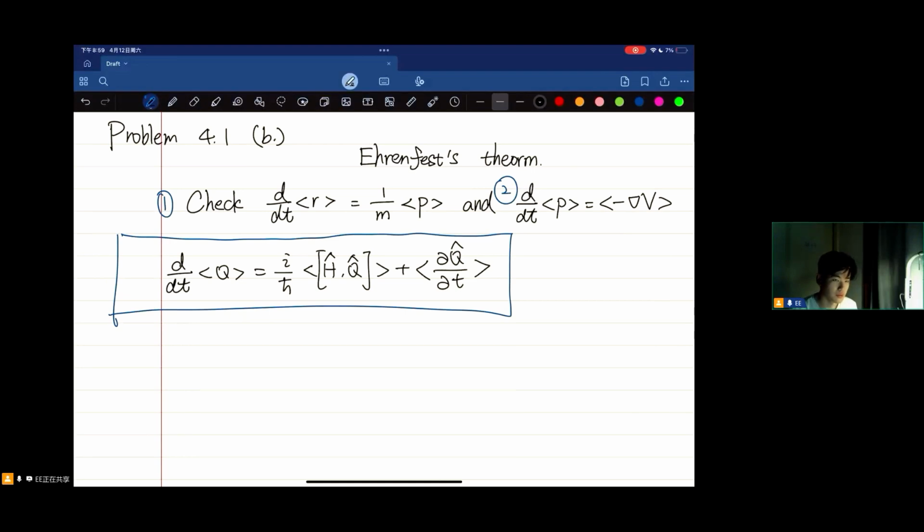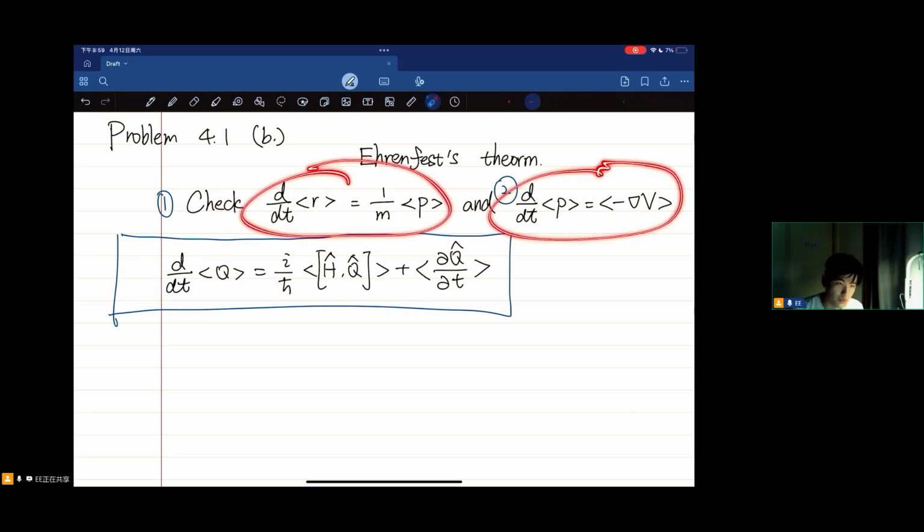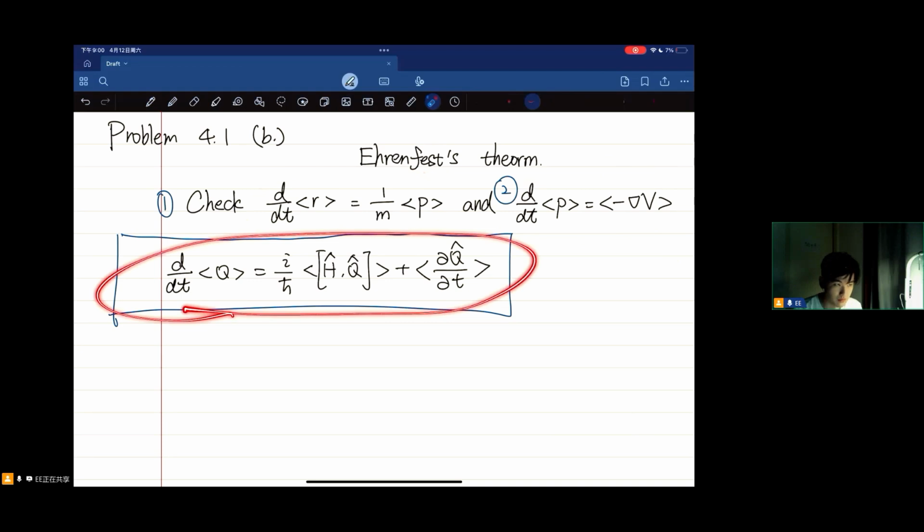So in this problem, we're going to check these two equations, and we're going to use Ehrenfest's theorem. But what is Ehrenfest's theorem? Ehrenfest's theorem is written in this way. Let's look at the first part. The first part wants us to verify the derivative with respect to t of the expectation value of r.